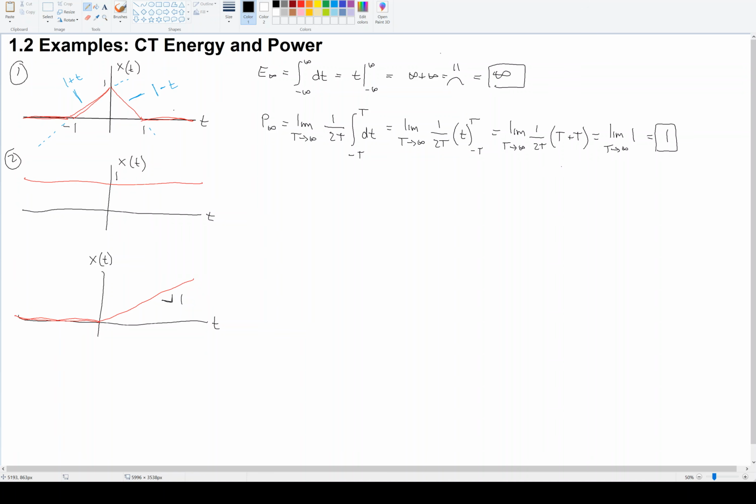So this is the second class of signal where the energy over all time is infinite, but the power averaged over all time is finite.